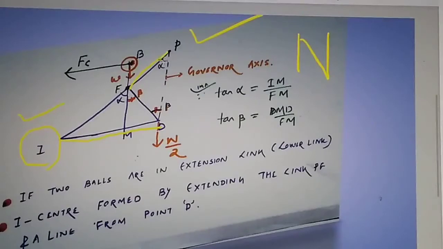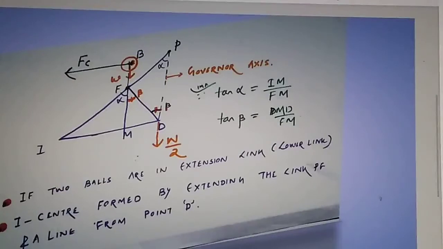So this is the angle alpha, and alpha is the angle with the governor axis. The link formed an angle alpha with the governor axis here, and this is also alpha. So if you see this triangle FIM, tan alpha will be IM divided by FM. So tan alpha is equal to IM divided by FM. Okay, so let us clear out all these things, and we switch over to our next angle.